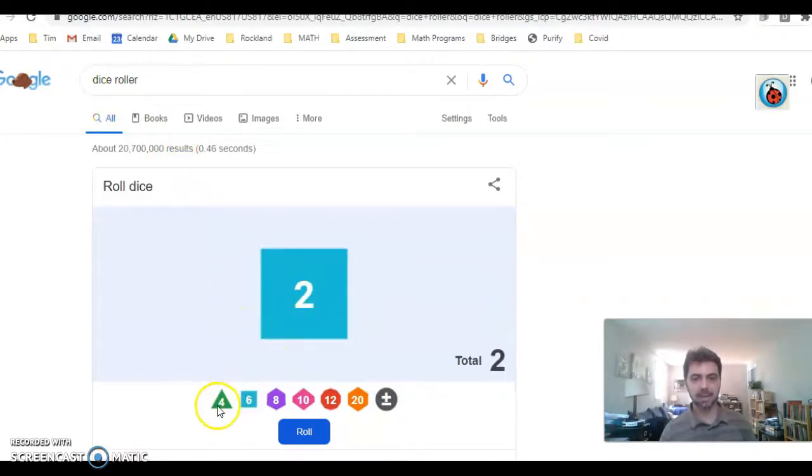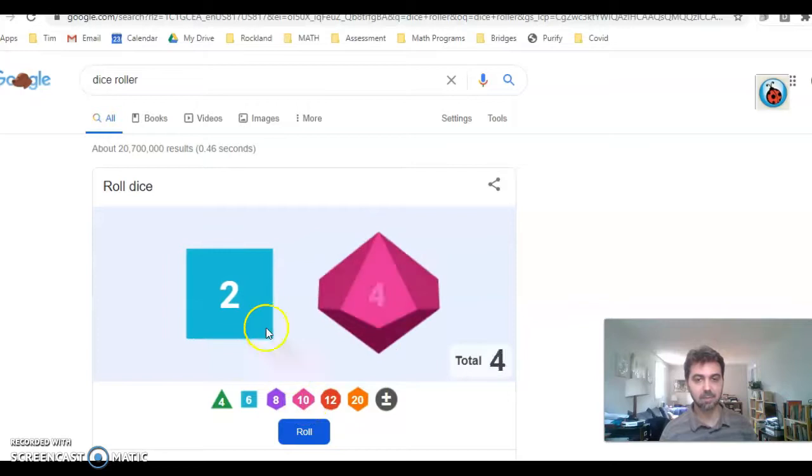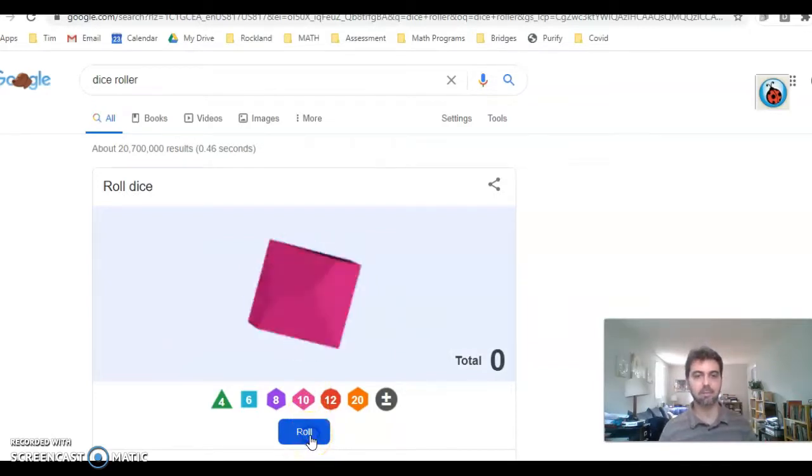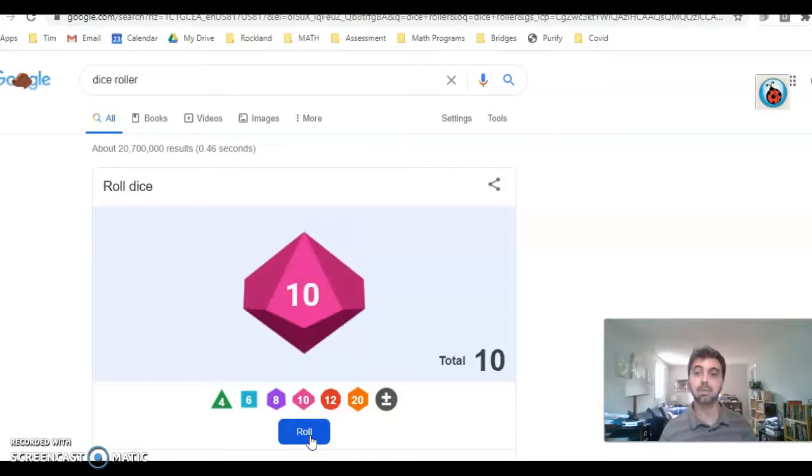You can select either a 4-sided, 6, 8, 10-sided, 12, 20, and on and on. For today we're just going to use a 10-sided dice, which is 0 through 9. So I'm going to click 10. We have a 10-sided dice, and this button says roll. I'm going to roll it. Okay, it says 10. So we can't use 10. It has to be a single-digit number. Let's try again.